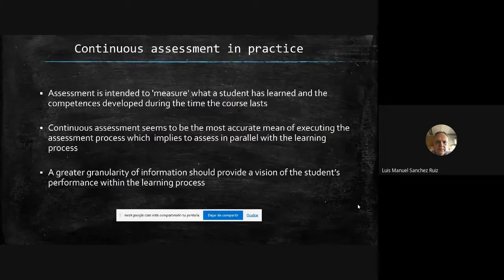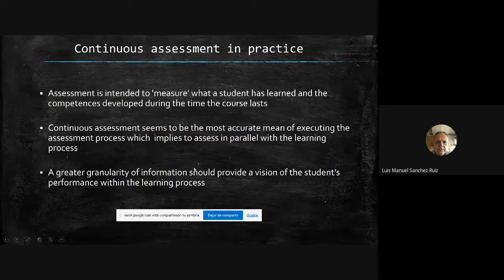How to evaluate them? Well, it seems that you must do some follow-up of what is going on to see how the students are progressing. And for that, continuous assessment seems to be adequate.